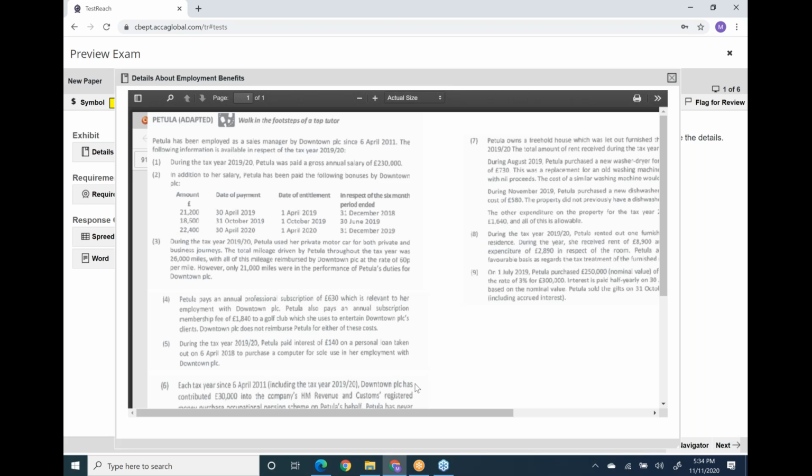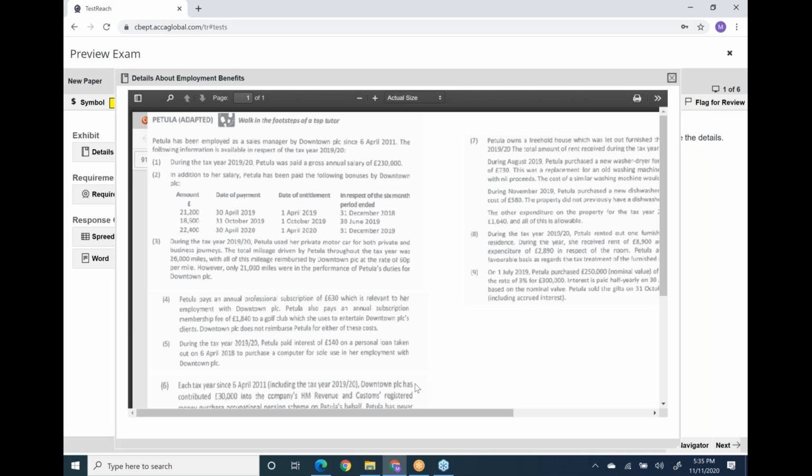Now let's calculate the mileage allowance, but strictly mileage allowance is calculated on business miles. Next line. However, only 21,000 miles were in the performance of Petula's duties. See, performance of duties means business miles. So we are going to calculate mileage allowance only for these 21,000 miles. Sir, how do we calculate? These are fixed rates. Definitely it will be given to you in the exams, or you can learn it as well. For the first 10,000 miles, it's 45 pence per mile, and the excess 11,000 miles will be calculated at 25 pence per mile. So it's very easy, right?